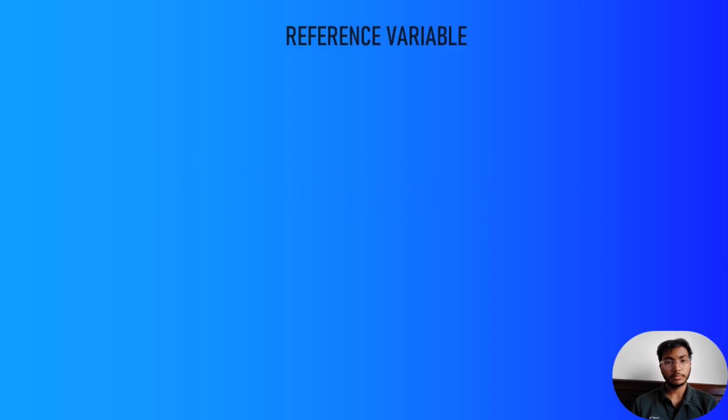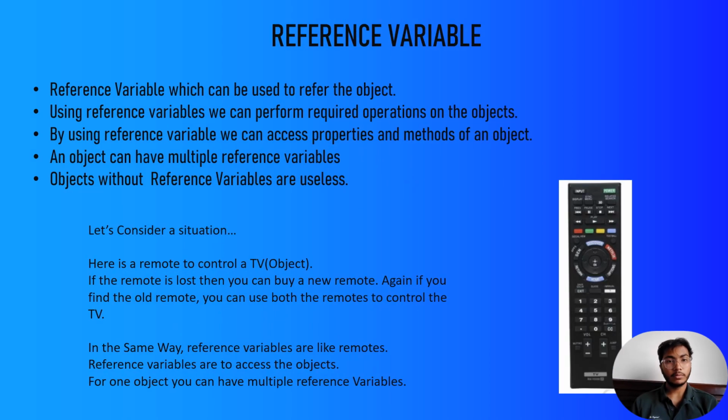Reference variable. Reference variables can be used to refer to the object. Using reference variables, we can perform required operations on the objects. By using reference variables, we can access properties and methods of an object. An object can have multiple reference variables. Objects without reference variables are useless. Let's consider a situation. Here is a remote to control a TV object. If the remote is lost, then you can buy a new remote. Again, if you find the old remote, you can use both the remotes to control the TV. In the same way, reference variables are like remotes. Reference variables are used to access the objects. For one object, you can have multiple reference variables.